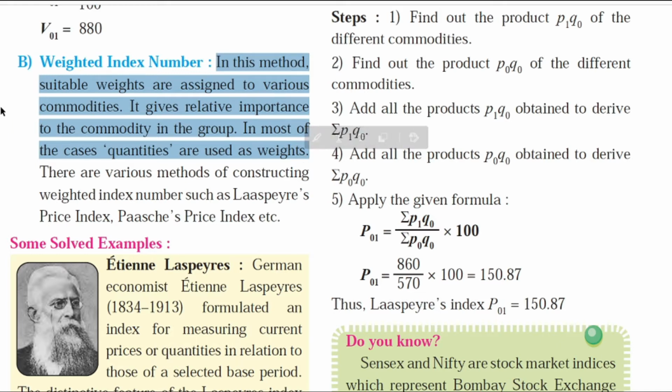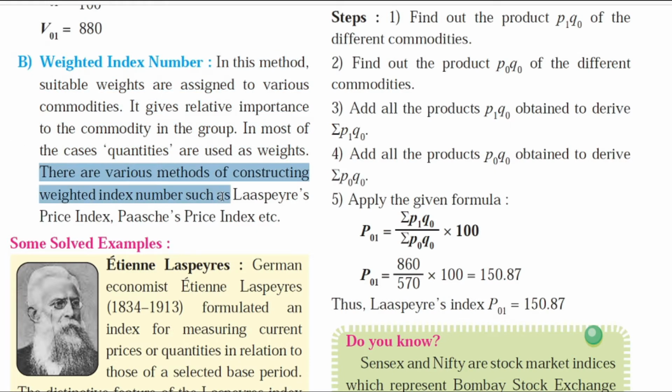As you know, index numbers are always used as a statistical tool to analyze certain things. Here, a base year is taken for comparison and current year analysis is done on the basis of those comparisons. So weighted index number gives relative importance to the commodity in the group, and in most of the cases quantities are used as weights. There are various methods of constructing weighted index number, and the most popular ones are Laspeyres price index and Paasche's price index. So let us understand these two with the help of some solved examples.